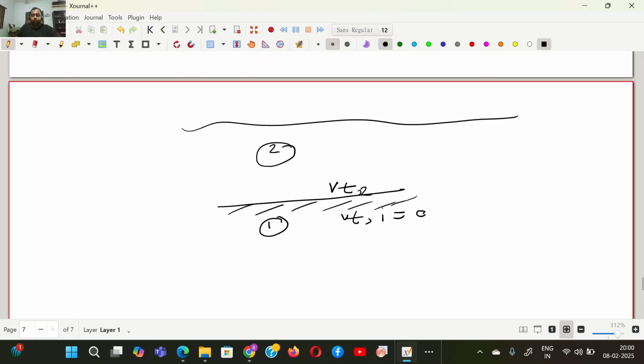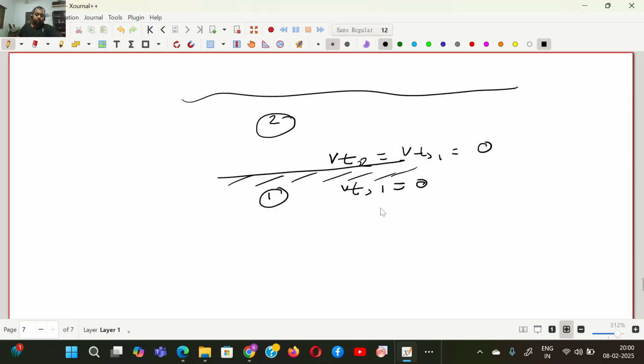Obviously Vt1 will be 0 because on this side there is no flow. So Vt2 will be equal to Vt1, which is equal to 0. So that's the famous no slip condition, that at the wall you take 0 velocity. And remember, this is just the tangential component of velocity, tangential to the surface, okay? Normal component will come later.